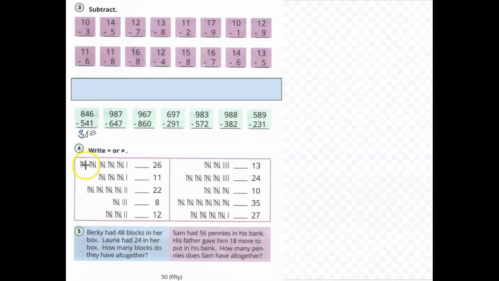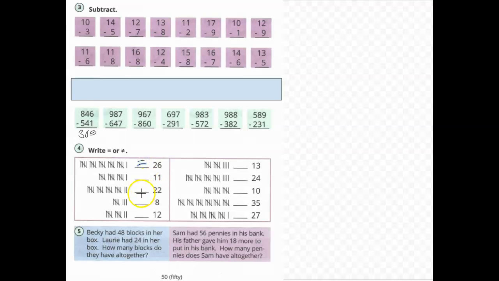Remember, when it's a cross, it's a 5. So 5, 10, 15, 20, 25, and then one more, 26. Is this number 26? It is. So we're just going to write an equal sign.